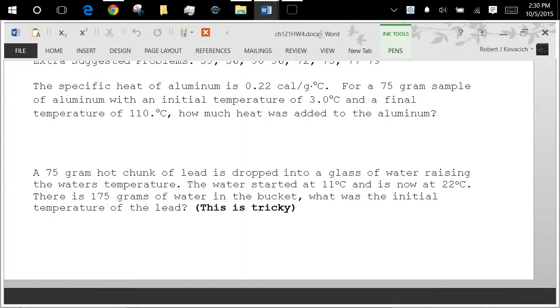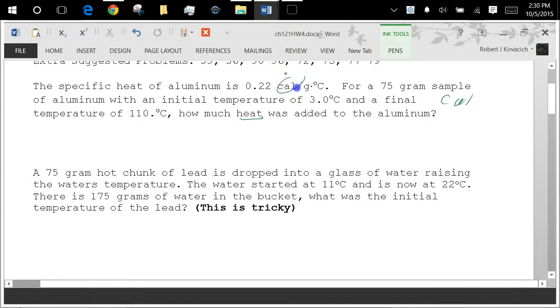Okay, this first one up here, what is it that we're trying to figure out? So I need heat, so what unit am I looking for? I'm looking for calories. So I need something in here that's got calories. There's the only calorie thing. So I'm going to start off with 0.22 calories per gram degree C in the numerator. I need to get rid of the grams and the degree C that came along with that. So I'll throw 75 grams up here. That way the grams cancels out.